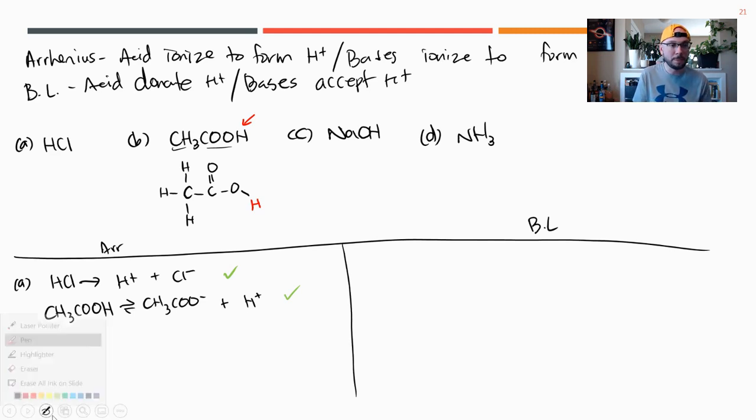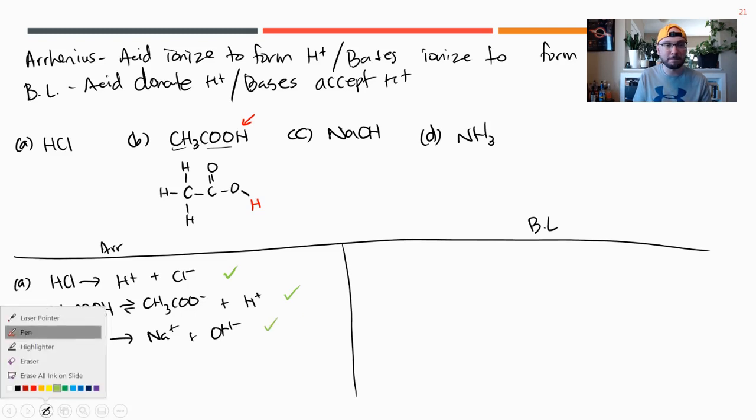So this works out. Next, we've got strong bases. So according to the Arrhenius model, strong bases contain OH minus and ionize to form OH minus. And we've got exactly that. So that works out, and then we've got weak bases left.